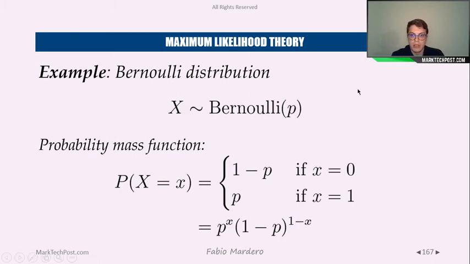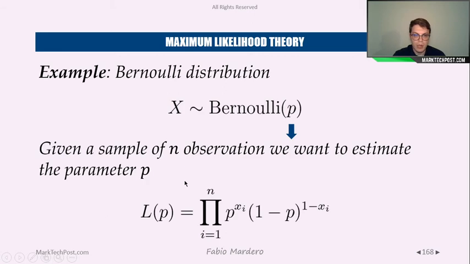Why? Because if x is equal to 0, this is equal to 1, and this is equal to 1, and we get 1 minus p. If x is equal to 1, we get p here, 1 minus p to the power of 1 minus 1, so to the power of 0. So this can be cancelled since it is equal to 1.